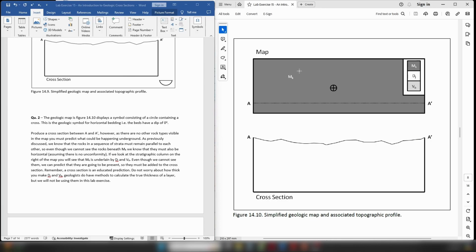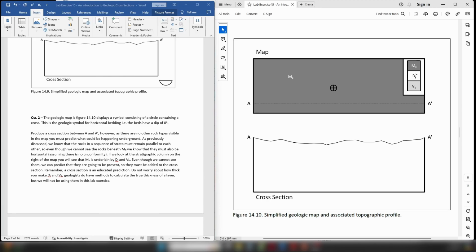So the dip of layer MK is 0. It's perfectly horizontal. Now, you're probably thinking to yourself, okay, what am I supposed to do with this? Well, if you look over here, we have an associated stratigraphic column. And you'll notice that at the top is layer MK. However, below MK, there are 2 more layers, DJ and VB.